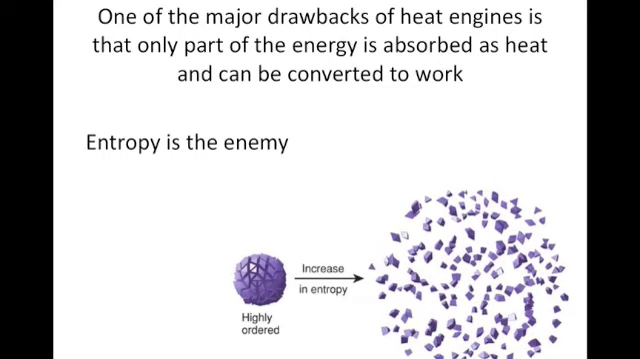So one of the major drawbacks about heat engines is that only part of the energy is absorbed as heat and can be converted into work. So I don't know if any of you are familiar with Dr. Sheehan's work. This is pretty much the second law, and this is what Dr. Sheehan is trying to break ultimately. So in heat engines, in this case, entropy is the enemy. So an increase in entropy, as we have learned, will take you from a highly ordered state to a more disordered state, which naturally means that there's going to be some excess heat or waste heat that is associated with the process, and therefore it's not going to be completely efficient ever.